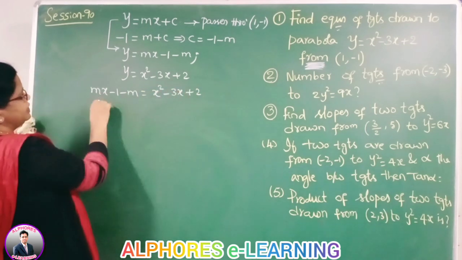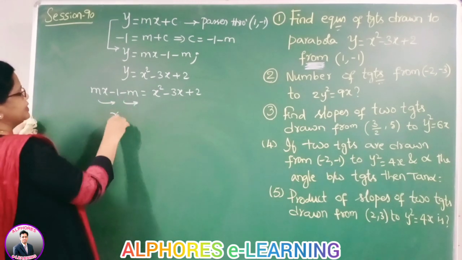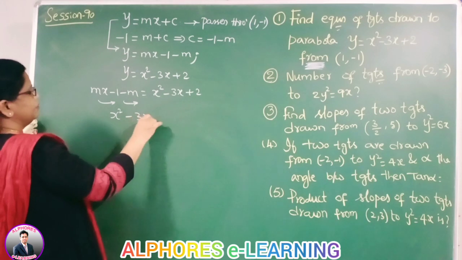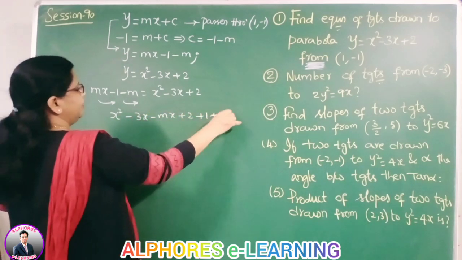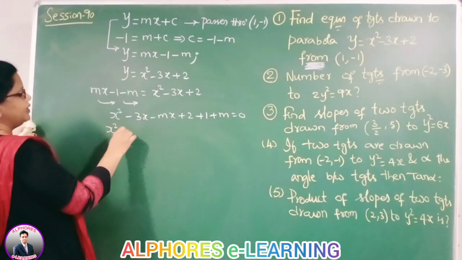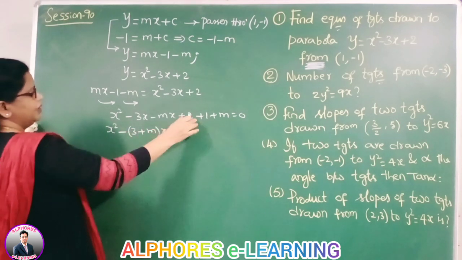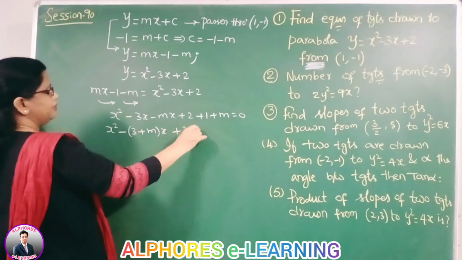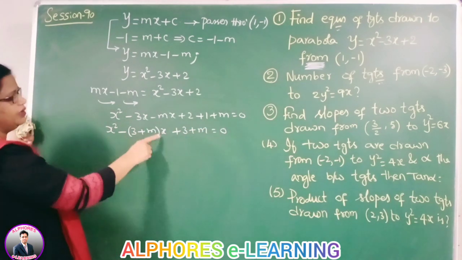Understand? Now let us take these values to the other side, implies x square minus 3x minus mx plus 2 plus 1 plus m equal to 0. That implies you got x square minus, if I take x common, 3 plus m into x, and plus 3 plus m is equal to 0. So now we got a quadratic in x.